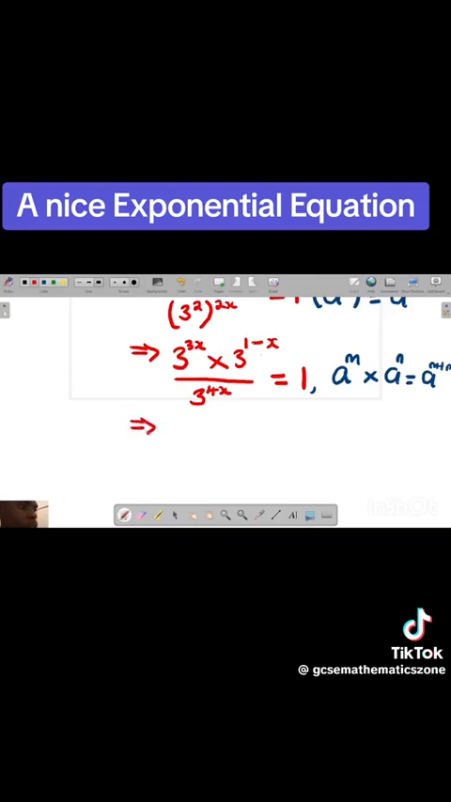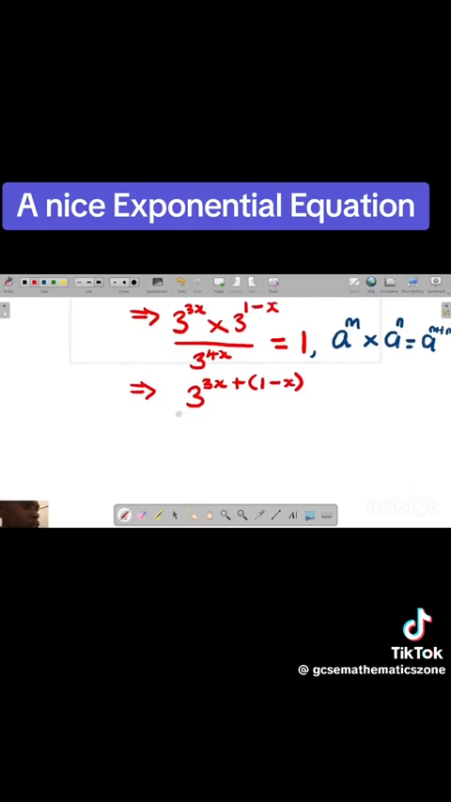So this will imply that you have 3, because the base is 3. You can see at 3 and 3, the bases are the same, and so we are going to add the powers. So we're going to have 3x plus this. I'm going to put in brackets to avoid mistakes, then over 3 raised to the power 4x is equal to 1.